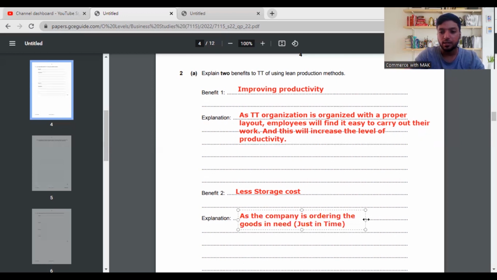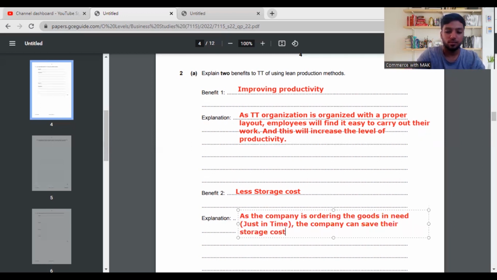The company can save their storage cost, and also this will decrease the damages the company will go through of inventory.